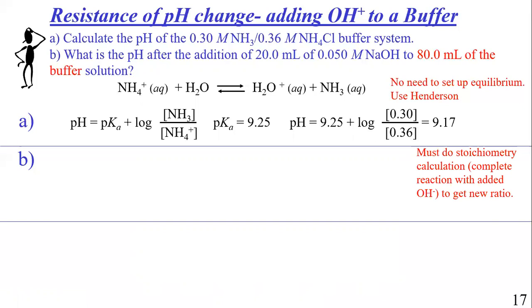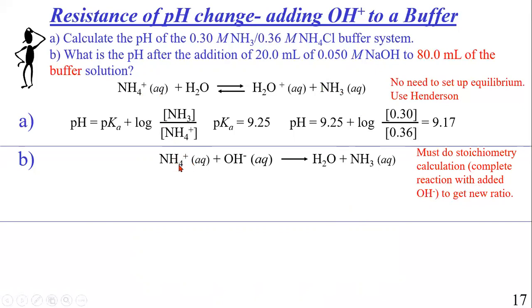What did we say? We said we should do a stoichiometric calculation, a complete reaction. We're going to neutralize all the what? The OH minus, to get a new ratio of the base and the acid. So what do you start with? What equation? Well, depending on what I'm adding, guys. I'm adding OH minus. Who do you think the OH minus will react with? Will it react with the ammonium or will it react with the ammonia? Of course, this strong base will react with the acid. Who's the acid? It's the NH4 plus.